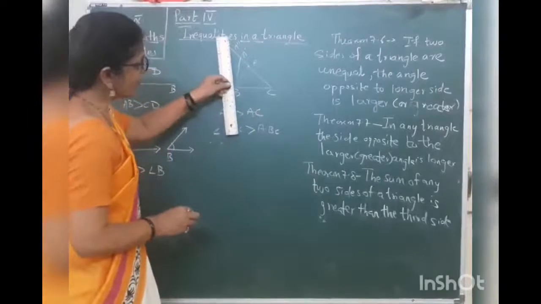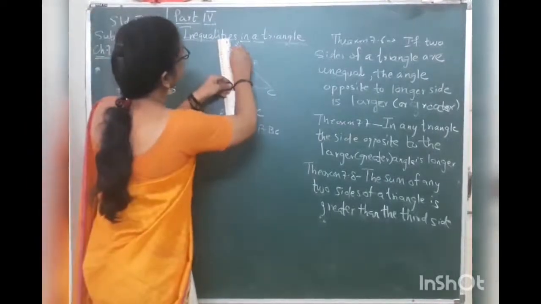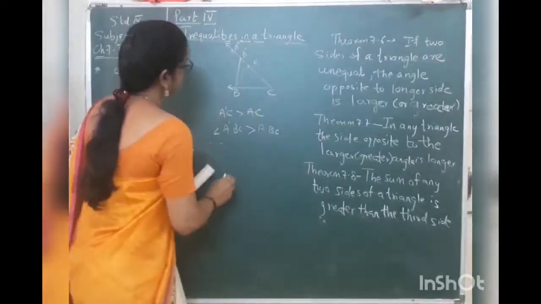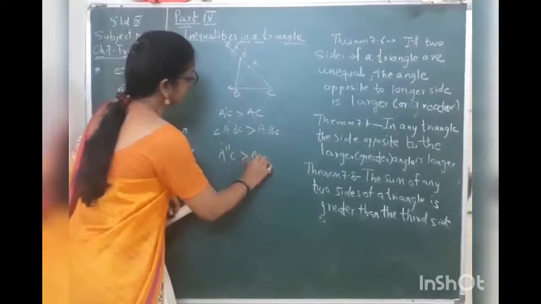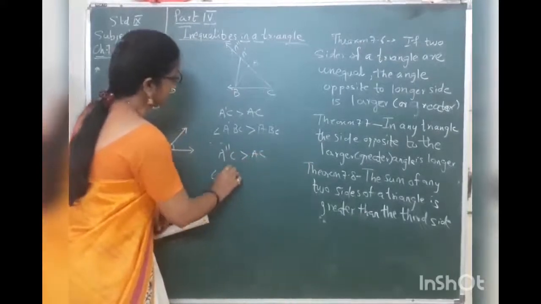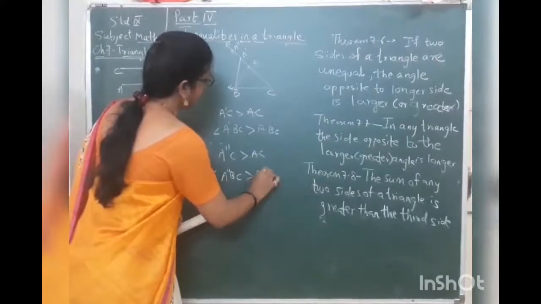If we construct one more point A double dash on this arm CA and compare the measure of that angle, in that case we can say A double dash C is greater than A dash C. So the measure of angle A double dash BC is greater than the measure of angle A dash BC.